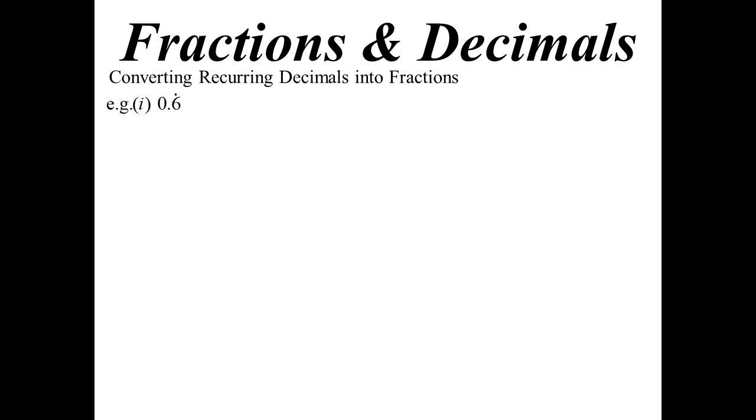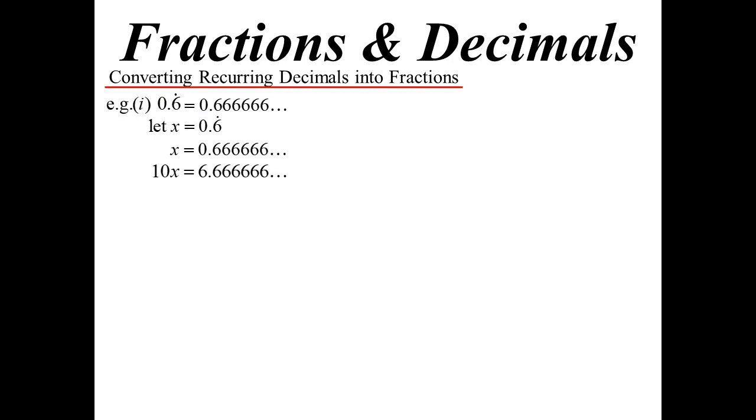0.6 repeater. Let's pretend we don't know the fraction. Here's a technique that people often use. We say, well, we know this to be 0.66666 and so on. I'll let x equal that. So x is 0.6666 and so on. I'm going to multiply it by 10. If I multiply by 10, I get 6.66666.